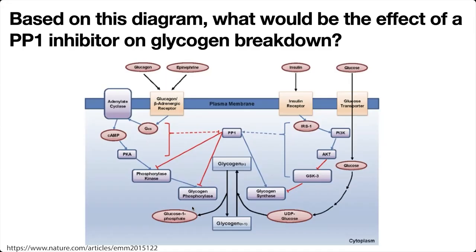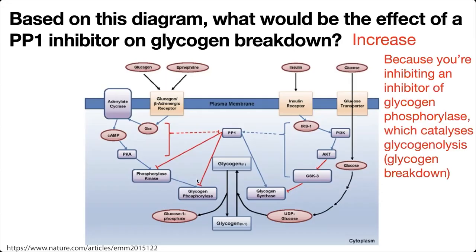And so let's think about if that makes sense. Let's think about what else inhibits PP1. We can see that PP1 is inhibited by glucagon and epinephrine. We remember that glucagon says glucose is gone, let's break down some glycogen and let some glucose out. So if glucagon is going to promote glycogenolysis, we would also expect that something else that leads to PP1 inhibition would promote glycogenolysis. And so we would increase the glycogen breakdown because we're inhibiting an inhibitor of glycogen phosphorylase, which catalyzes glycogen breakdown. Remember, that's also called glycogenolysis.